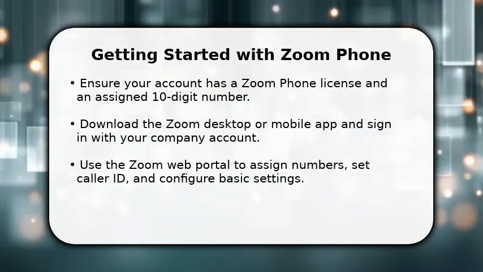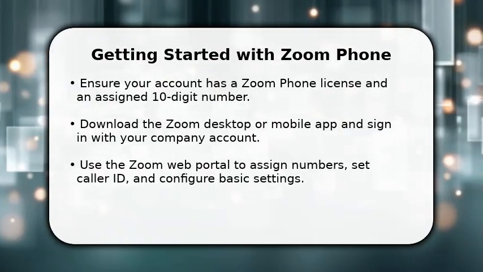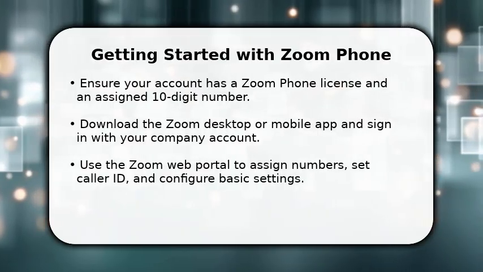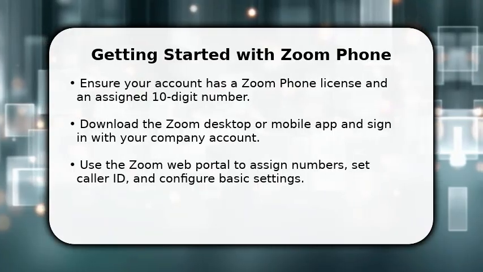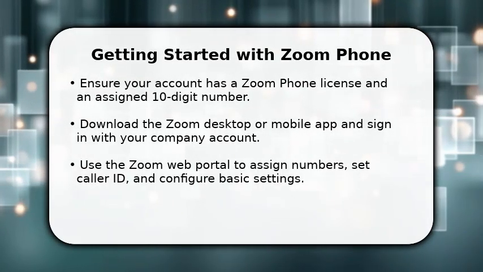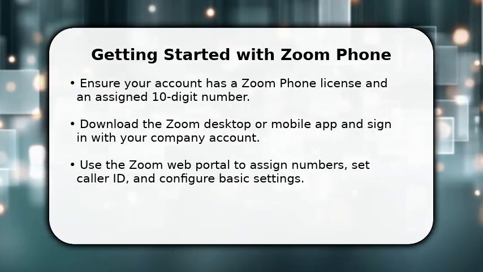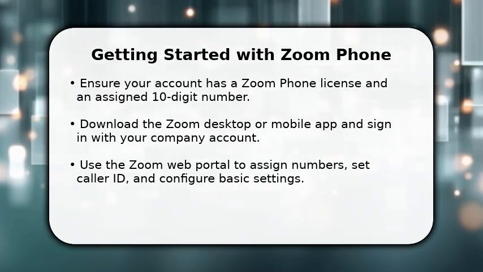Enjoy the video. First, confirm your account has a Zoom phone license and an assigned 10-digit number. Next, download the Zoom desktop or mobile app and sign in with your company account. Then open the Zoom web portal to assign direct numbers and configure caller ID.